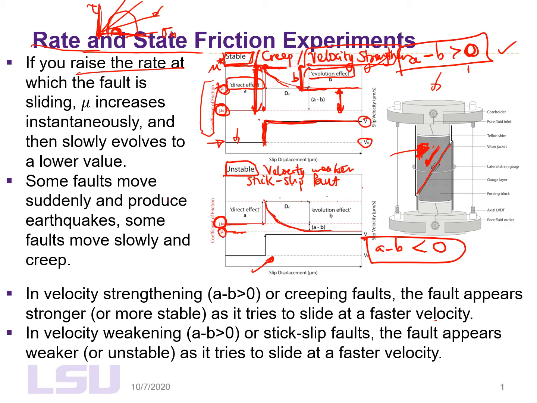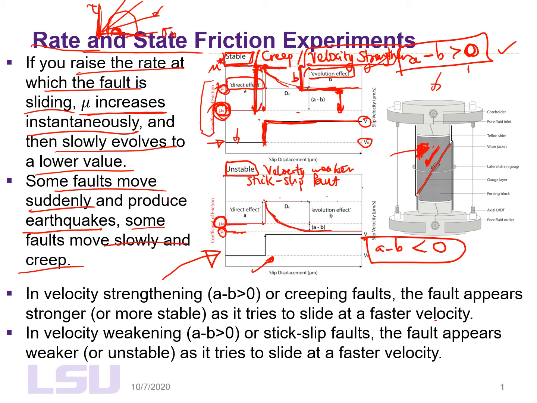If you raise the rate at which the fault is sliding, which is what we're doing in the rate and state friction experiment, the mu will increase instantaneously, then slowly evolves to a value which could be higher or lower than the original mu naught at the lower velocity. Some faults move suddenly and produce earthquakes like these, the unstable faults, and some move slowly and creep like this, which is why it's called creep faults.